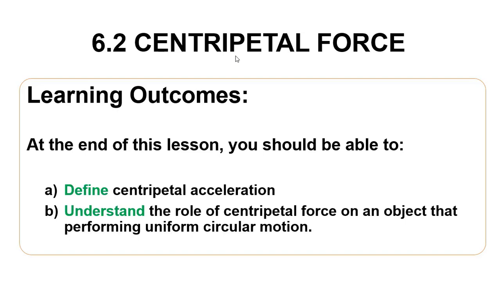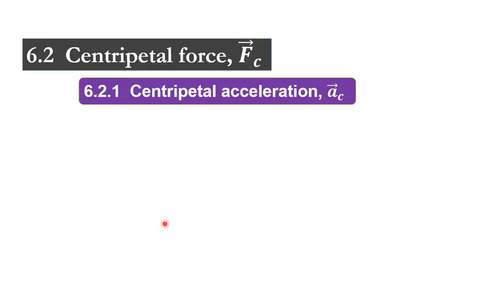Through this lesson, you should be able to define centripetal acceleration and understand the role of centripetal force on an object performing uniform circular motion. In uniform circular motion, the direction of the velocity changes constantly. So, there is always an associated acceleration even though the speed might be constant.